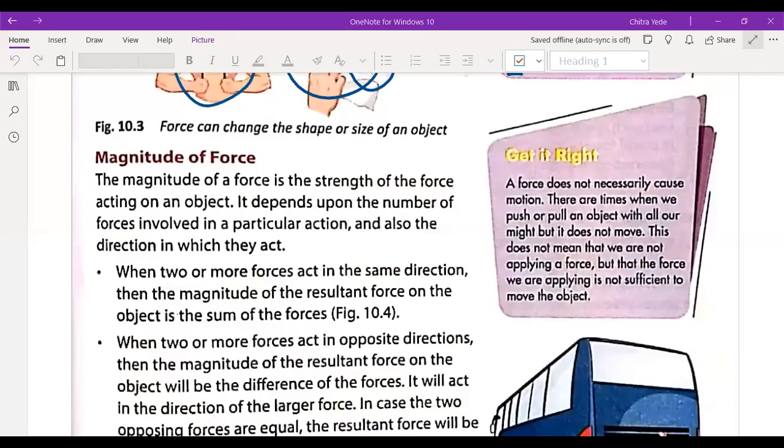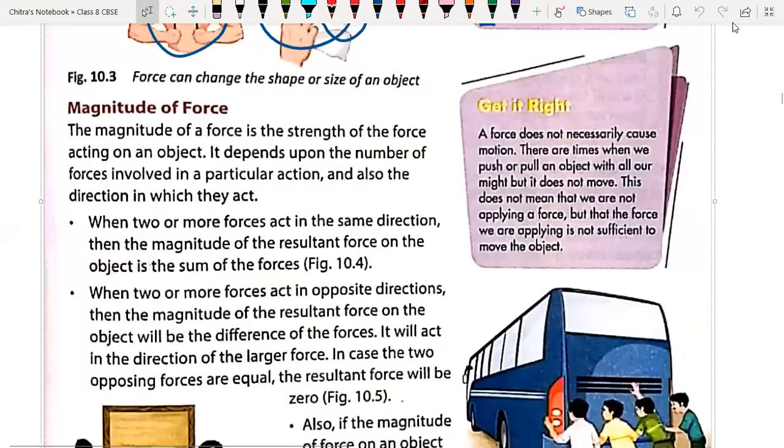Hello everyone. In today's session, we are going to understand the magnitude of force. It is part of our chapter called force and pressure, and somewhere it is force and friction. Okay, so now we have to understand what the magnitude of force means.